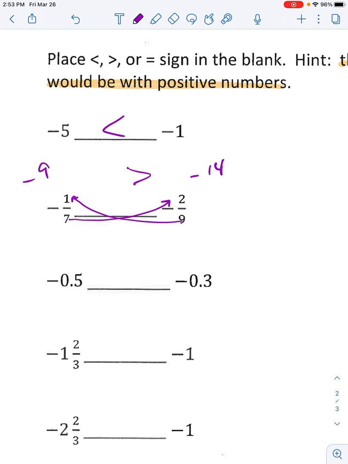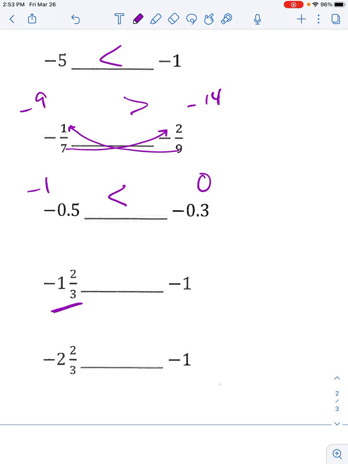Negative 5/10 compared to negative 3/10, okay? When you're doing decimals, I think it's easier to round. If you had a negative 0.5, that could round to a negative 1. Negative 0.3 would round down to 0. Okay.